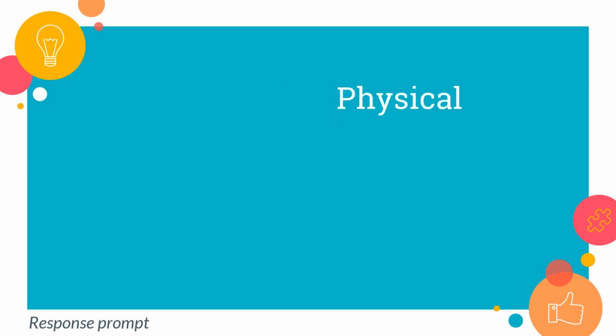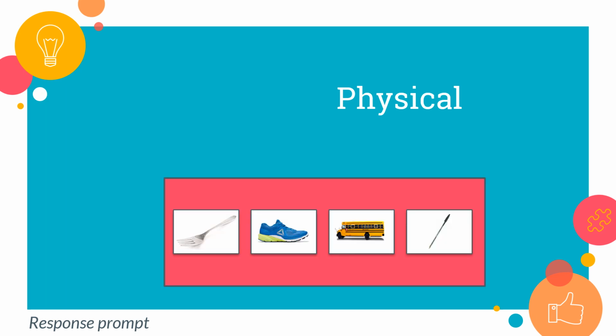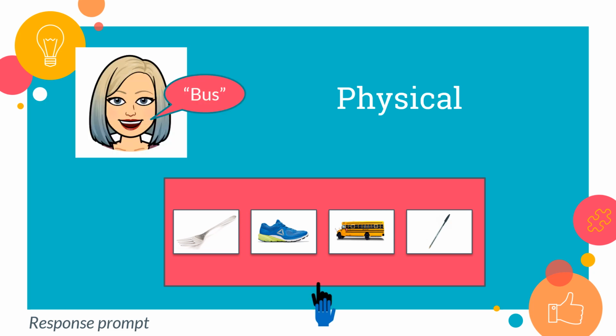The final example of response prompts that we will talk about is physical prompts. This would mean physically guiding the child to engage in the correct response. For an example, in a receptive identification task, if an array of pictures was presented to the child and the technician stated bus, they could physically guide the student to select the bus, as you can see here in this animation.